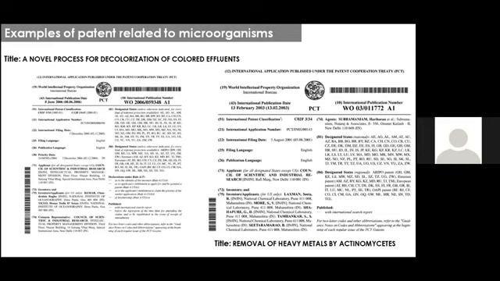Another example is microbial-based decolorization, which was filed from NIO Goa, National Institute of Oceanography, where they have used fungi for decolorizing the colored effluents coming out from the textile industry. In the third example, I will try to use the annotation if it is working. Yeah. So in the third example, you can see that the removal of heavy metal was accomplished by using actinomycetes. Again, this was a patent from a CSIR lab.